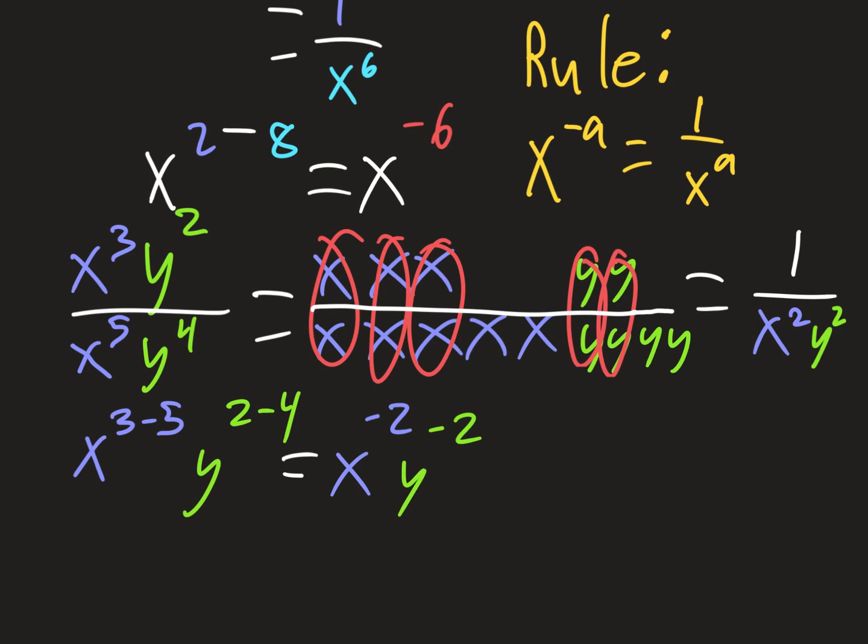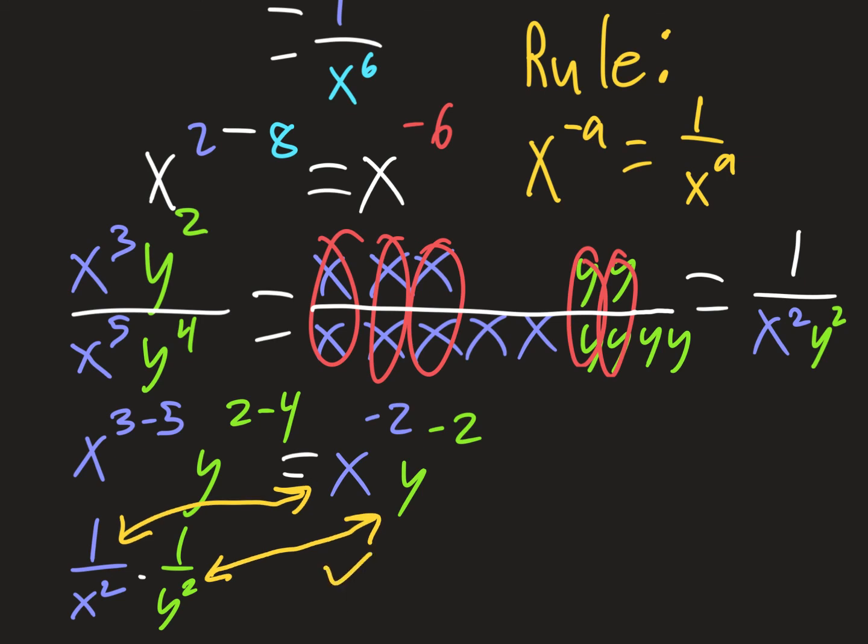Because we could write that 1 over x squared y squared as 1 over x squared times 1 over y squared. Then we can see where it matches up exactly. 1 over x squared is x to the minus 2, times 1 over y squared is y to the minus 2. Now, let's consider an example with numbers.